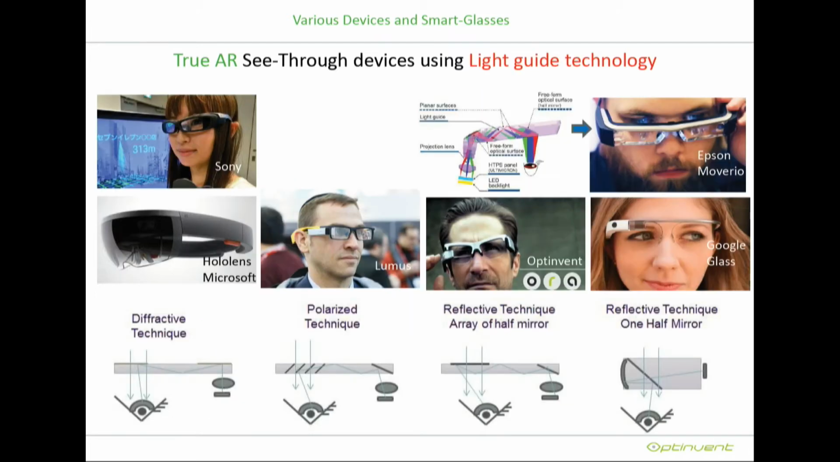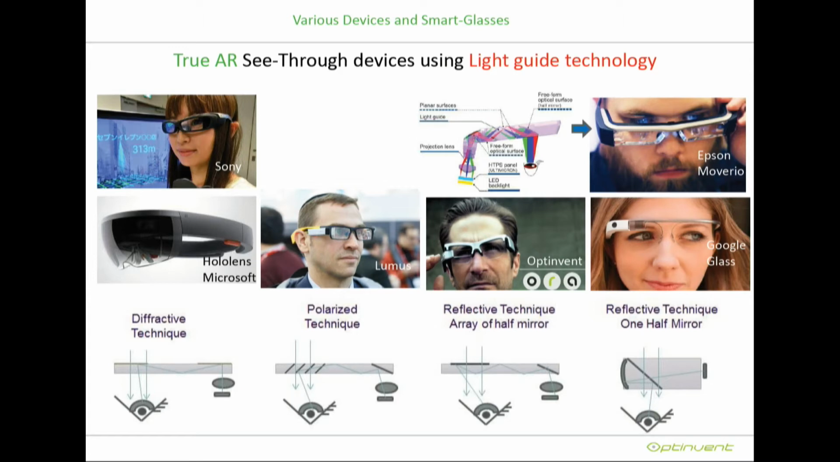Now the other systems that have more interest today, we call them light guide based. What that means is the optical system, the collimation system, is near the temple, and in front of the eye you have what we call a light guide. This light guide is transparent, and its function is to transport the magnified image from the temple to the eye, okay? And here you could see several technologies.